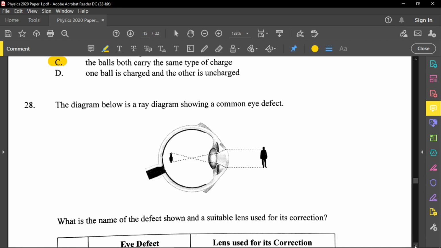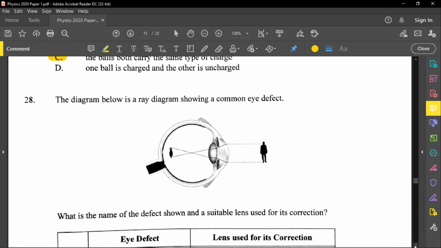Now for question number 28, it's a diagram below, a ray diagram showing a common eye defect. And this eye defect here, if you notice, the image is in front of the retina. So therefore, you notice it is short-sightedness. It said, what is the name of the defect shown and a suitable lens used for this correction? So if the image is forming in front of the retina, you need to spread out these rays some more so they can actually go onto the retina. So you want a lens that will cause the rays to diverge a bit. And so here we will use our concave lens.